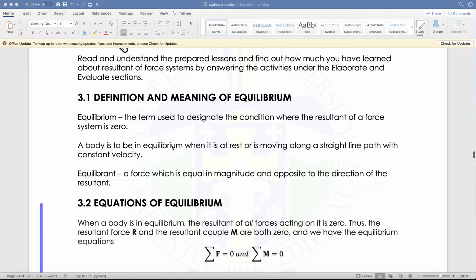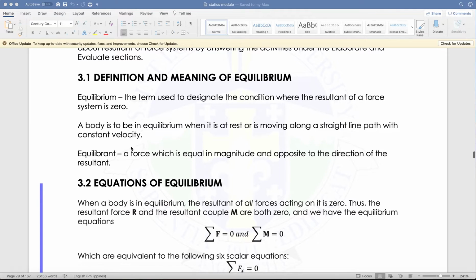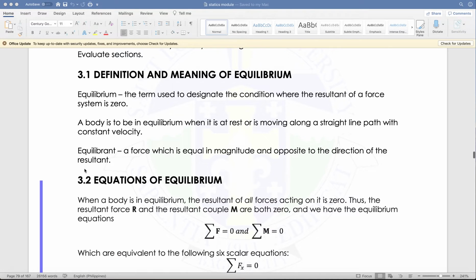A body is said to be in equilibrium when it is at rest or moving along a straight line path with a constant velocity. It can be in equilibrium when it is at rest, or if it is moving, it should be at a constant velocity. Equilibriant is a force which is equal in magnitude and opposite in direction to the resultant. I repeat, it is a force equal in magnitude, but opposite in the direction of the resultant.